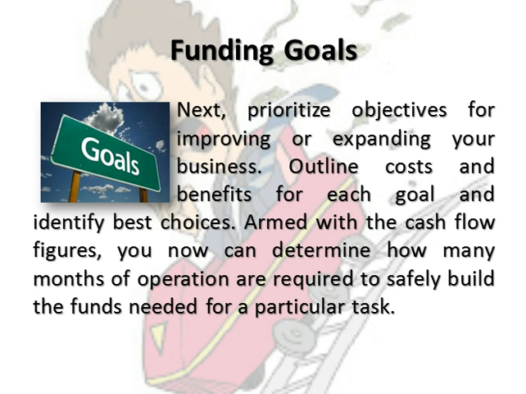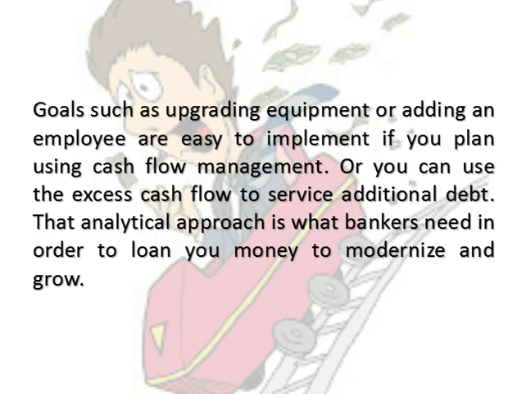Funding goals. Next, prioritize objectives for improving or expanding your business. Outline costs and benefits for each goal, and identify best choices. Armed with the cash flow figures, you now can determine how many months of operation are required to safely build the funds needed for a particular task. Goals such as upgrading equipment or adding an employee are easy to implement if you plan using cash flow management. Or you can use the excess cash flow to service additional debt. That analytical approach is what bankers need in order to loan you money to modernize and grow.